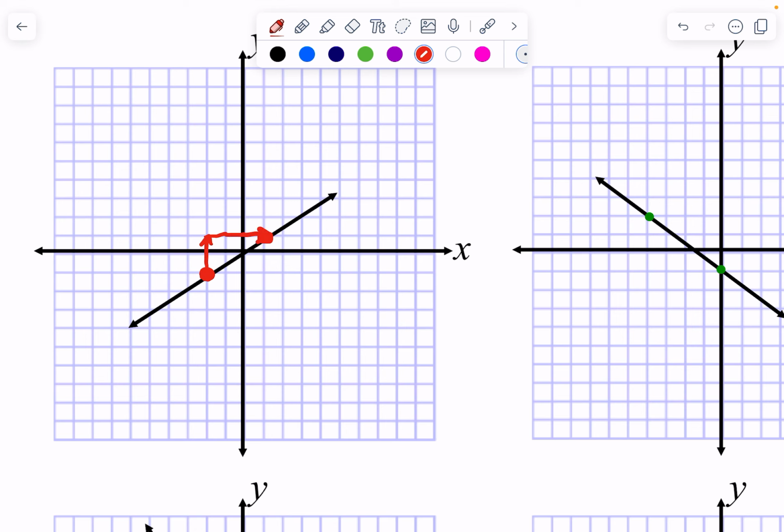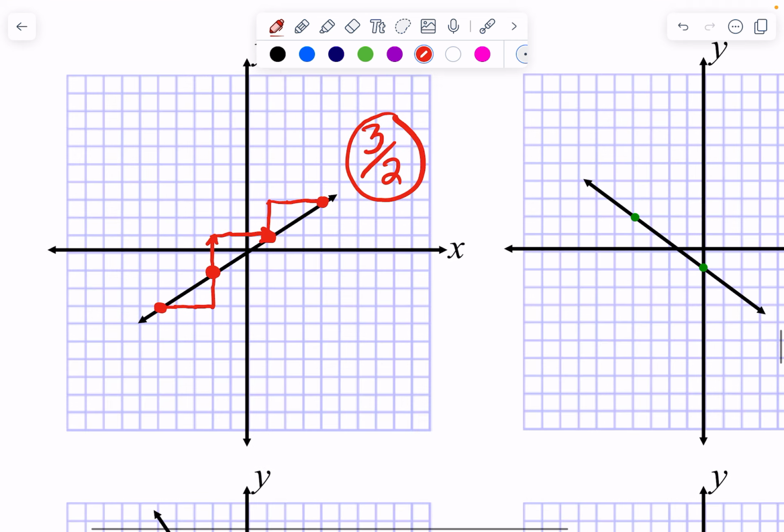And I know that this is correct because I can continue it. Up 1, 2 over 1, 2, 3 to the right. And if I want to go backwards, I go down 1, 2 over 1, 2, 3 to the left. So this is going to be 3 over 2. Why is it positive? Because I'm going up from left to right.